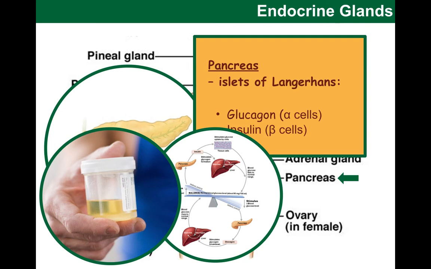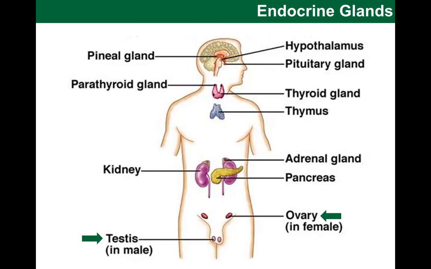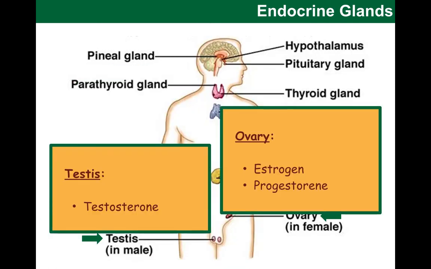Okay, let's look at the gonads next. These produce our sex hormones. For females, the ovaries produce estrogen and progesterone, and for males, the testes produce testosterone. And I should also mention the hormonal role of the placenta in maintaining the pregnancy.